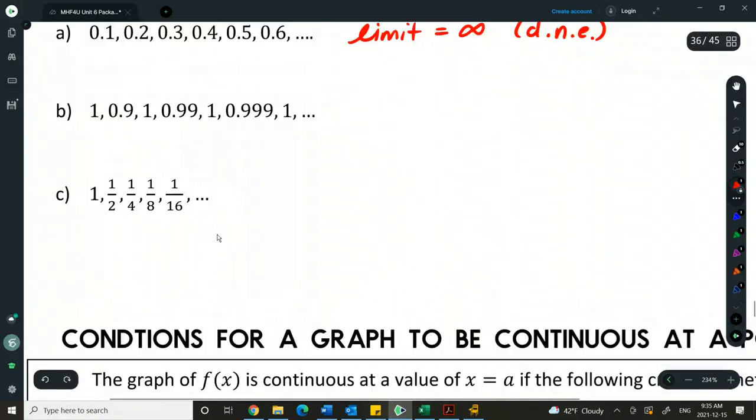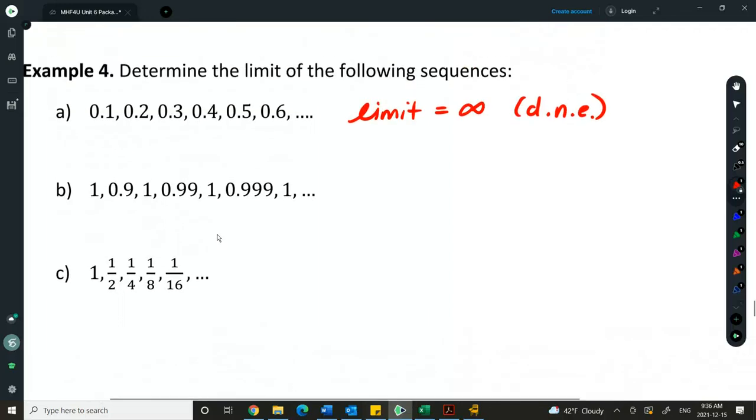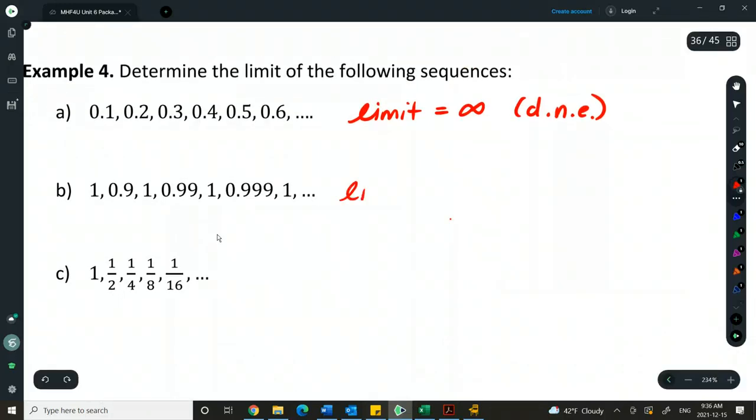Okay, what about this one? 1, 0.9, 1, 0.99, 1, 0.999, 1, 0.9999, and so on. Is this converging toward one specific value? What do you think? What is it going toward? Yeah, it's getting closer and closer to 1 all the time.